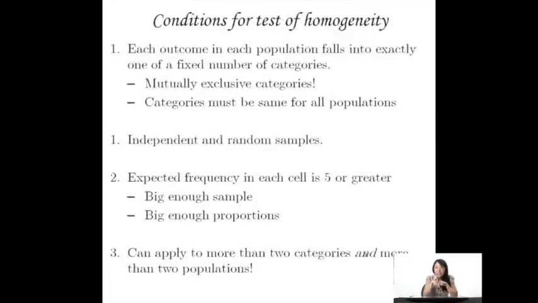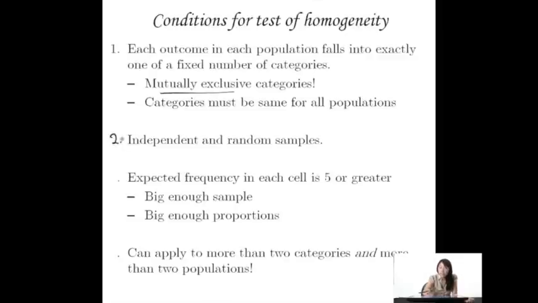So what are the conditions for the test of homogeneity? Well, these conditions are going to be very similar to the conditions for goodness of fit testing. So the first thing is each outcome in each population falls into exactly one of a fixed number of categories. Well, the categories are mutually exclusive, just like before, right? You have to be in one or the other. You can't be in two categories at the same time. You can't opt out of being in a category. Also, the category choices must be the same for all populations. So if one population has 3 choices, the same 3 choices must be the case for population 2.